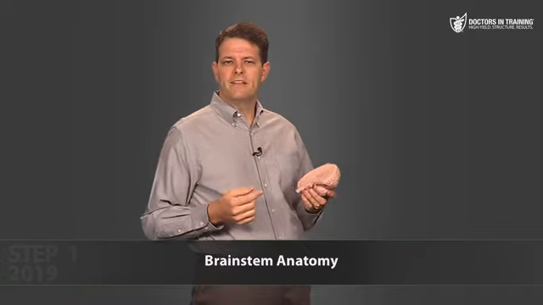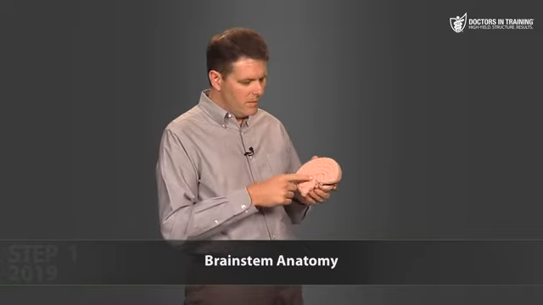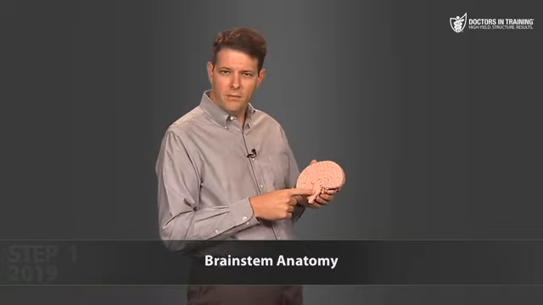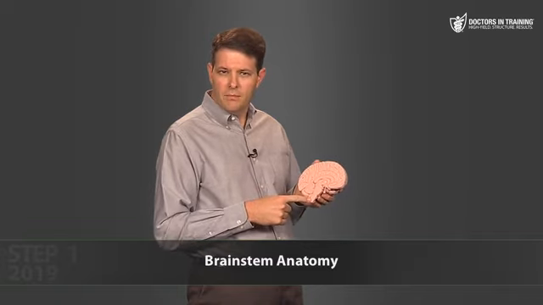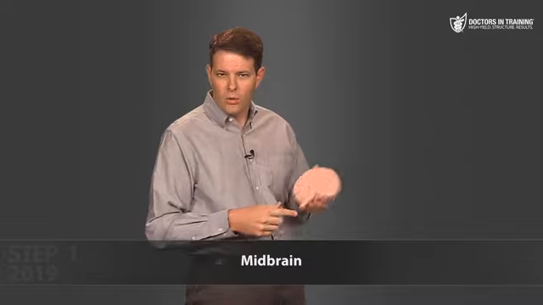You can divide the brainstem into the main zones: the midbrain at the top, the pons in the middle, and the medulla at the bottom. So let's start at the top with the midbrain, and then we'll work our way down.